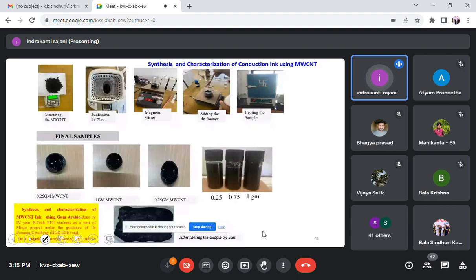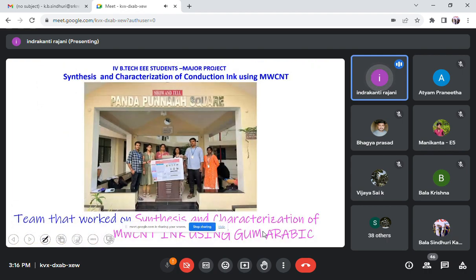Otherwise, you can use them in paper-based electronic circuits, to design the electronic circuits on the paper itself. So one of my student teams did this project. This year they submitted it in the month of May. These are the team members.